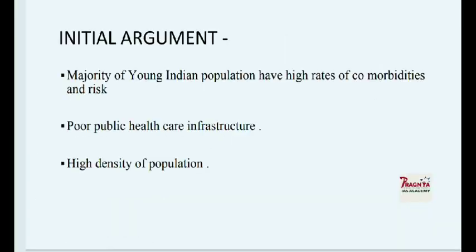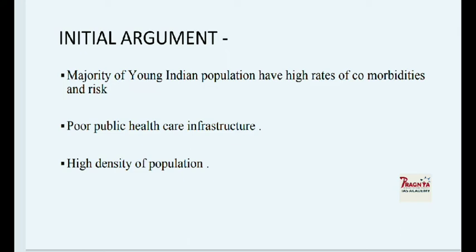Let's see whether this strategy works for India or not. Initially, it was argued that this strategy cannot be emulated in India because the majority of the young Indian population have high rates of comorbidities and risk. That is, nearly 40% of Indian adults aged 45 to 54 years and 22% of those aged between 20 to 44 years have hypertension. And nearly 4% of adults aged between 15 to 44 years have reported type 2 diabetes. Following this strategy could lead to increased hospitalizations that could overwhelm the healthcare system of the country. And moreover, it is unclear how long immunity lasts and whether reinfection is possible or not.